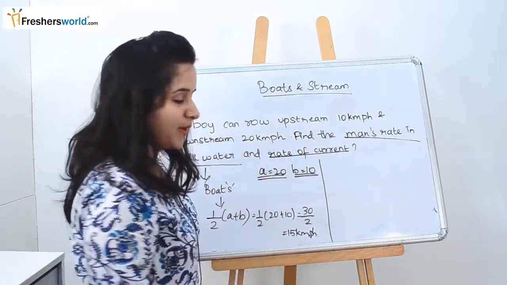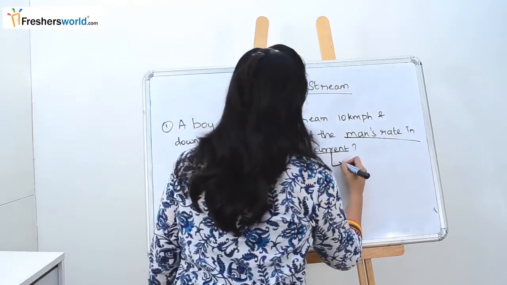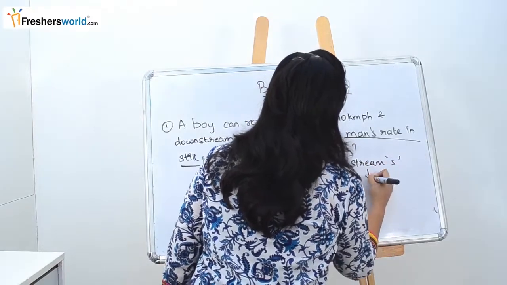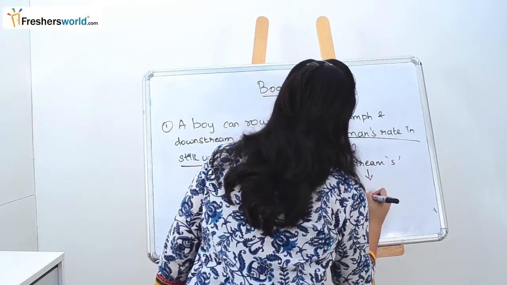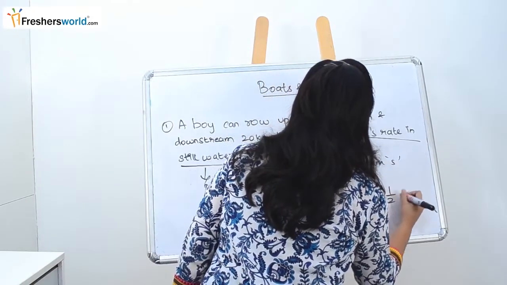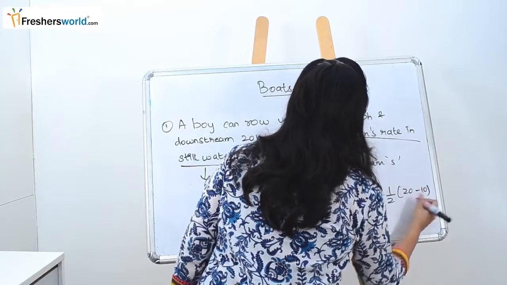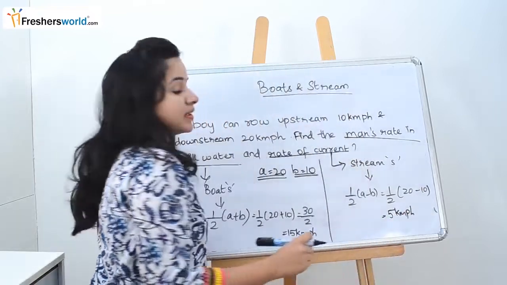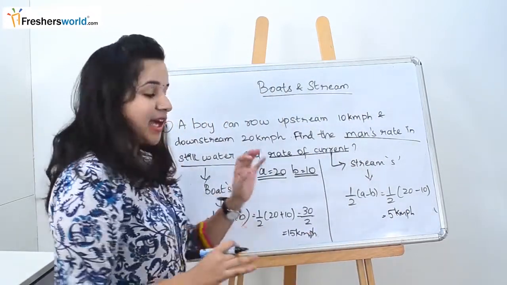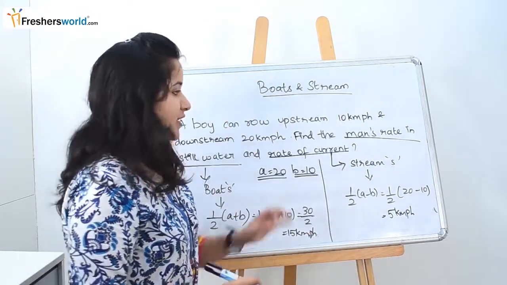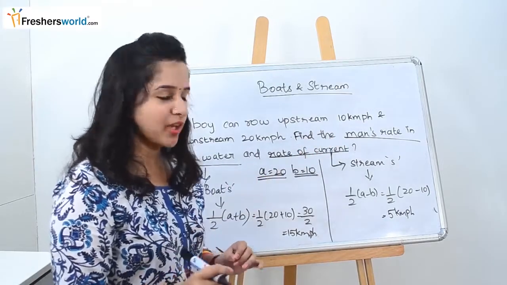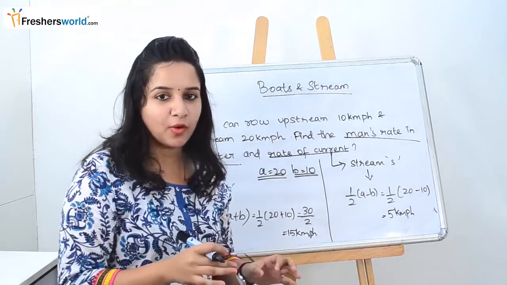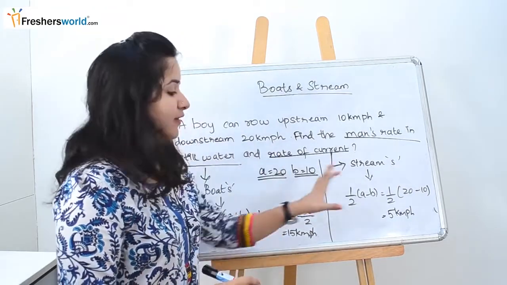What is the next part of the question? They are asking the rate of the current. Rate of the current is nothing but the stream speed. We know the formula for it: half of a minus b, which is half of 20 minus 10, which is equal to 5 kilometers per hour. They have actually asked the boat speed and the stream speed, but in a different way. So read the question 1 or 2 times, and you will find out it's a boat speed and stream speed. As we know the formula, we directly substitute it and find the answer.